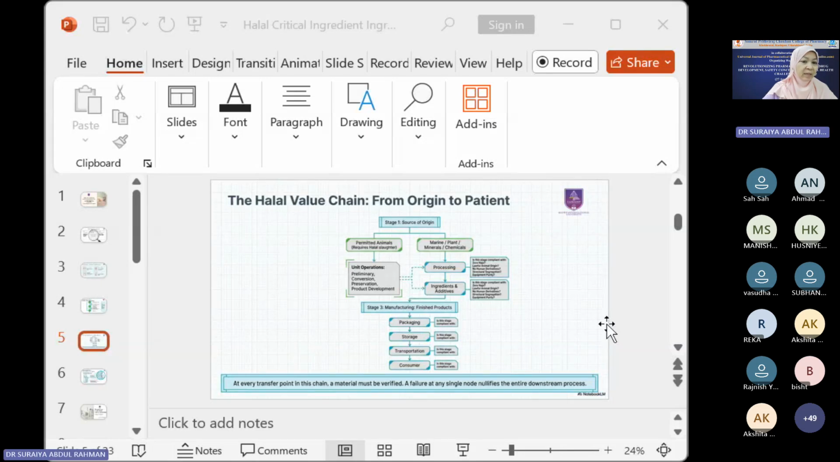So for a product to be halal, the whole supply chain of the production of pharmaceutical products, from the origin until delivery to the consumer, must be clean and not contaminated. At every transfer point in this production or halal value chain, a material must be verified that it does not contain any non-halal ingredient, and a failure at any single point of this chain will nullify the entire downstream process and cause the product to be non-compliant with halal requirements.